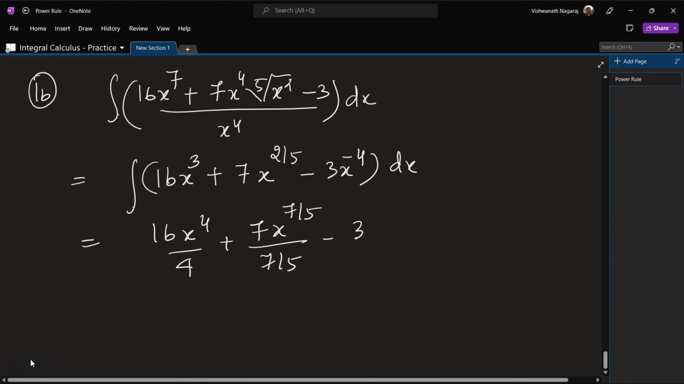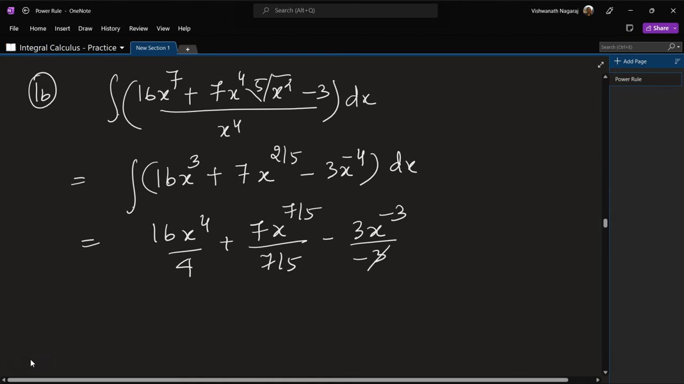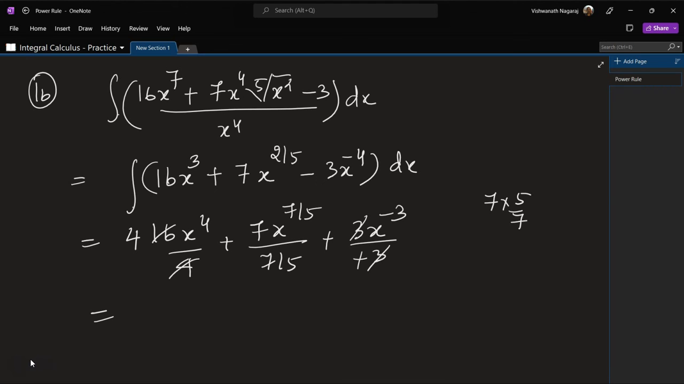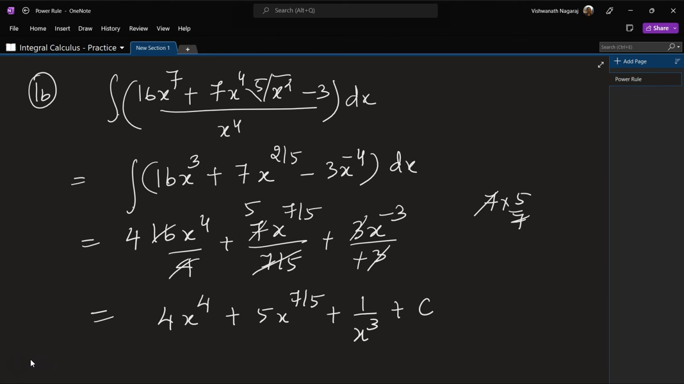minus 3x to the power of minus 4 plus 1 is minus 3, divided by minus 3. So 3 cancels, minus minus cancels. 4 fourths. Yes. And the 7 times 5 by 7. So 5. So if we cancel this, we get 5. So our answer is 4x to the power of 4 plus 5x to the power of 7 by 5 plus 1 by x cube. And without fail, constant of integration.